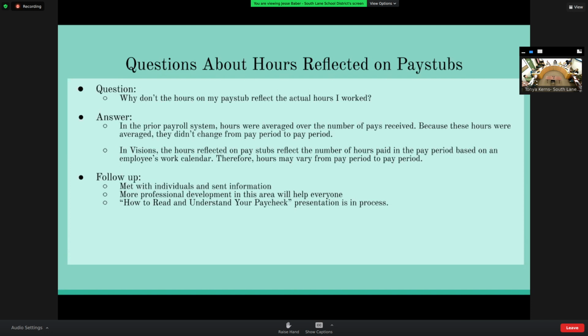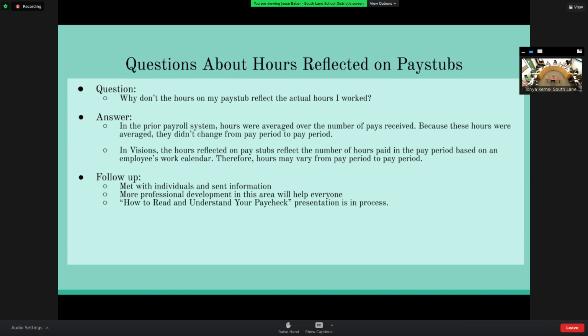In the old system, it would take the number of total hours during the year and divide it by pay. So if you worked 183 days and 6 hours a day, it multiplied that. And if you received 10 paychecks during the year, it divided that number by 10. And that's the total number of hours reflected on your paycheck every pay period. Some pay periods had more hours and some had less, because no pay period is exactly the same number of days throughout the year.